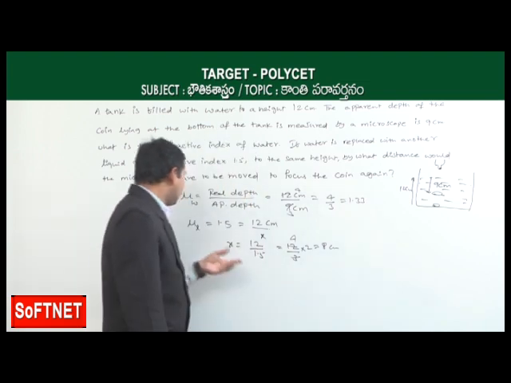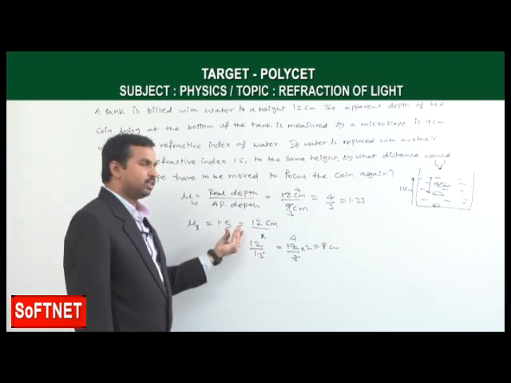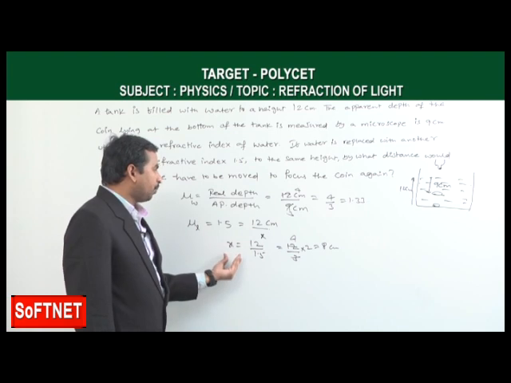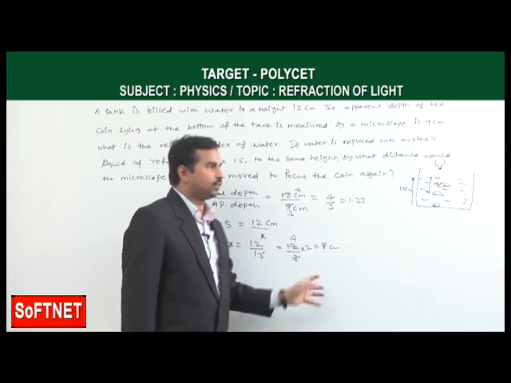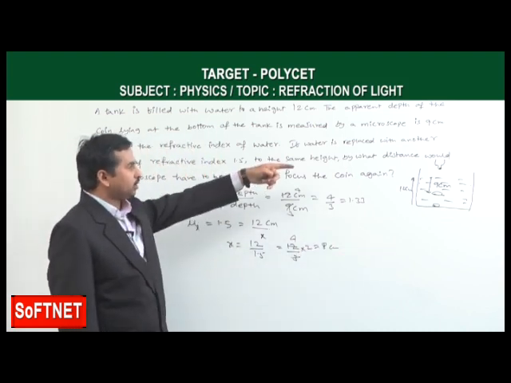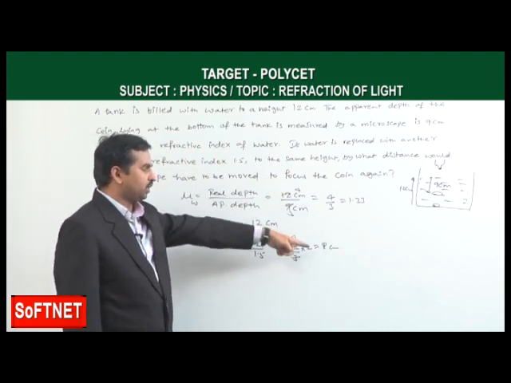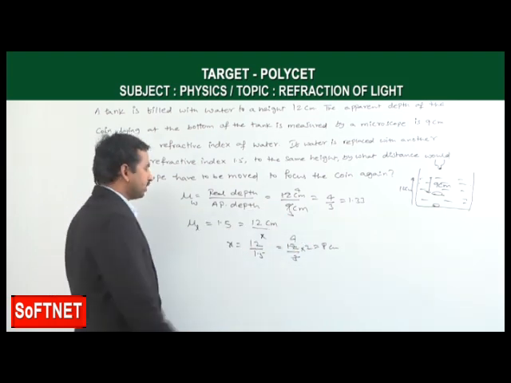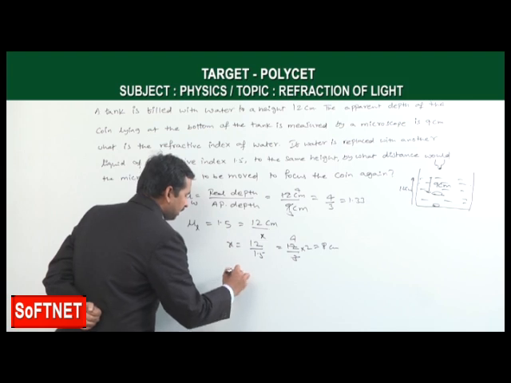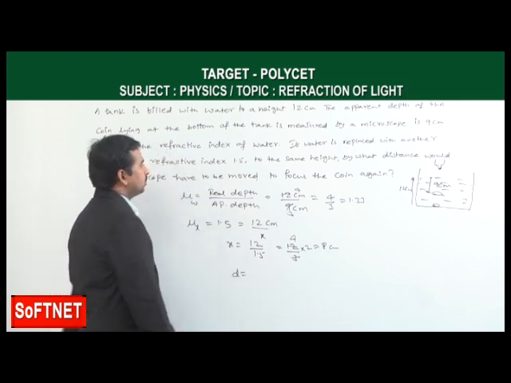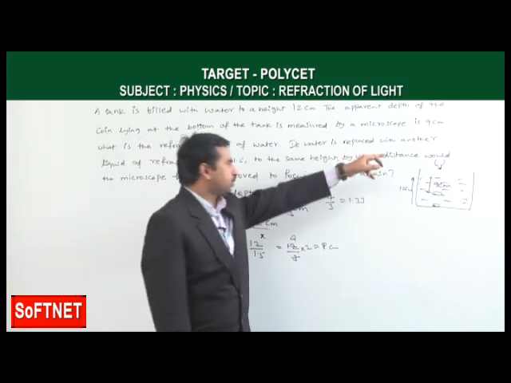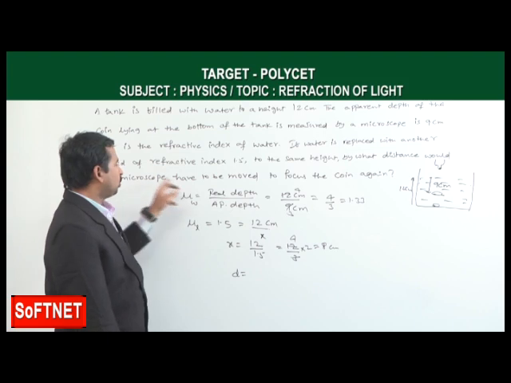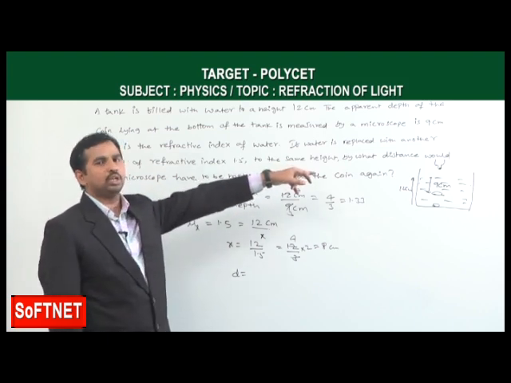But if you are taking the refractive index of the liquid, which is 1.5, then the apparent depth becomes 8 centimeters here. Then how much is the shift we required? Here the original depth is 12, here we got 8, then 12 minus 8, that is the normal shift required. So this is what they are asking. By what distance would the microscope have to be moved to focus the coin again?